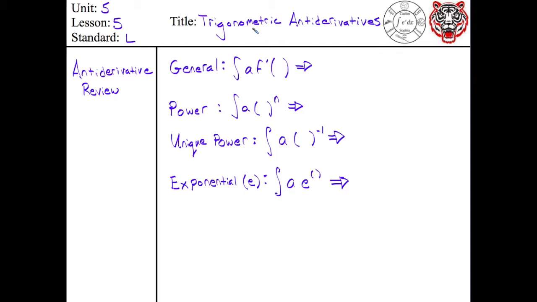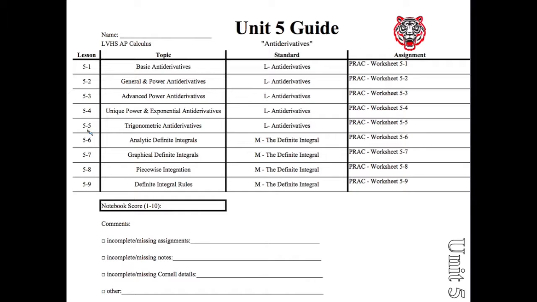All right, this is going to be AP Calculus Lesson 5-5. We're talking about trigonometric antiderivatives, so trig functions. Where are we in our unit? So 5-5, standard L, that is right here, trigonometric antiderivatives. We are halfway through the unit after we get halfway through this lesson. So we'll be over halfway done after the end of this lesson.